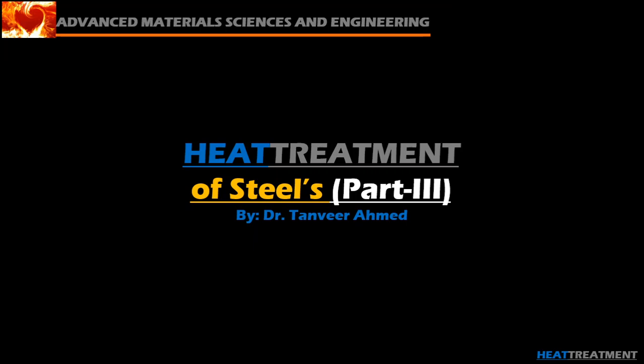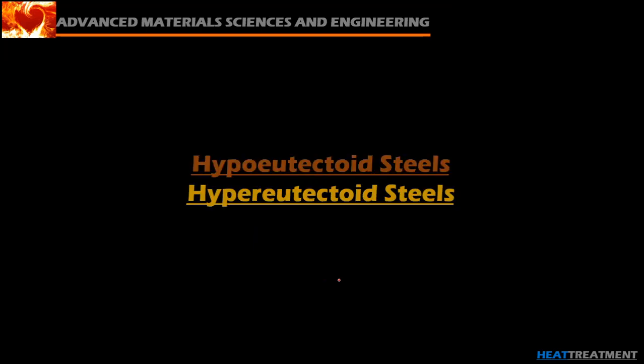So far we have considered the time temperature transformation diagram for the case of eutectoid steels. Now let us see how the time temperature transformation diagram will vary for the case of hypoeutectoid steel and hypereutectoid steels.